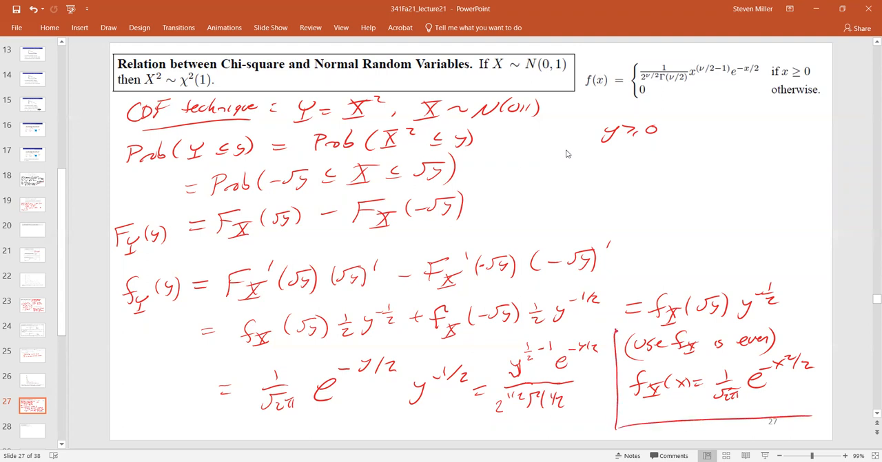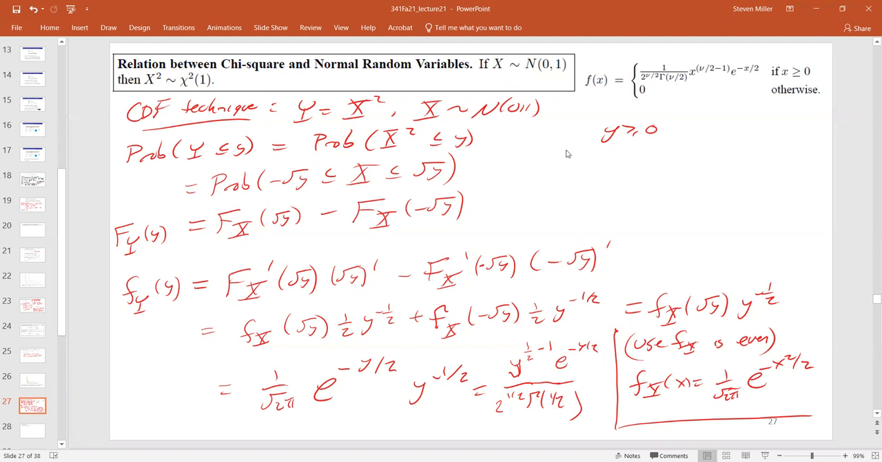And so I'm just rewriting this algebra. You know, the square root of 2 is just 2 to the 1/2. Square root of pi is just gamma of 1/2. Y to the negative 1/2 is y to the 1/2 minus 1. E to the negative y half stays the same. And notice that that's exactly my density.